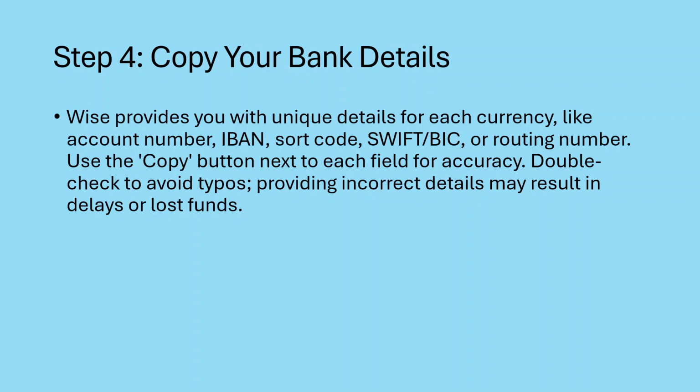Step 4. Copy your bank details. Wise provides you with unique details for each currency, like account number, IBAN, sort code, SWIFT BIC, or routing number. Use the copy button next to each field for accuracy. Double check to avoid typos. Providing incorrect details may result in delays or lost funds.